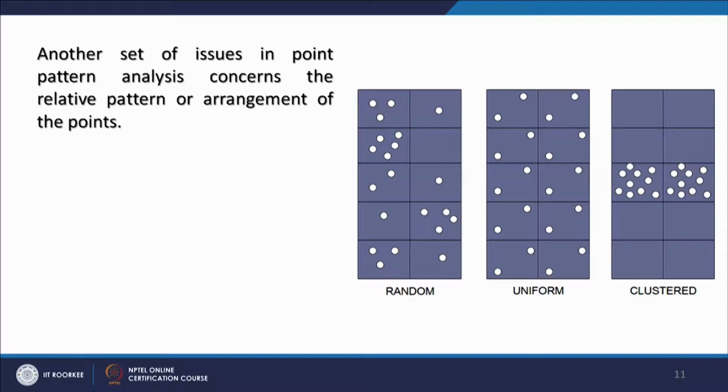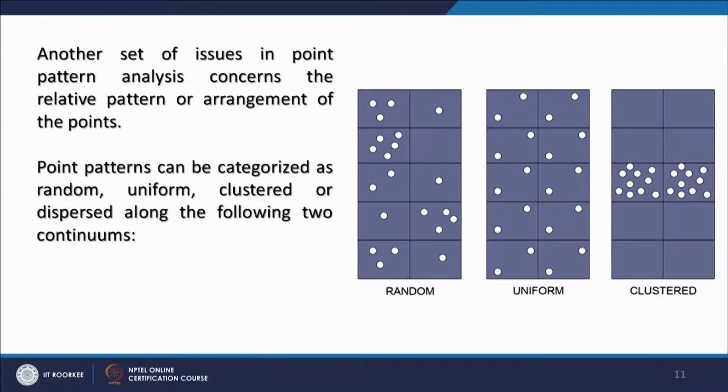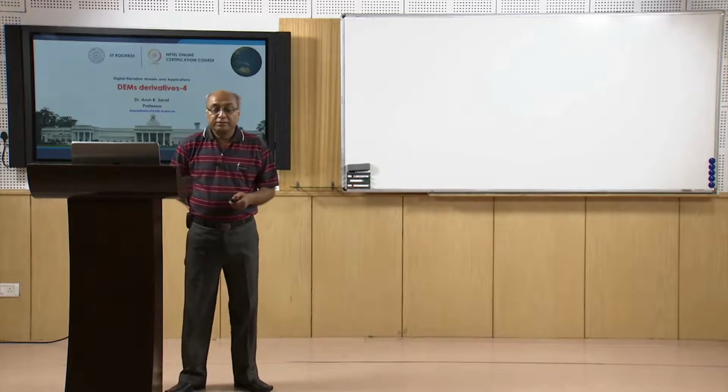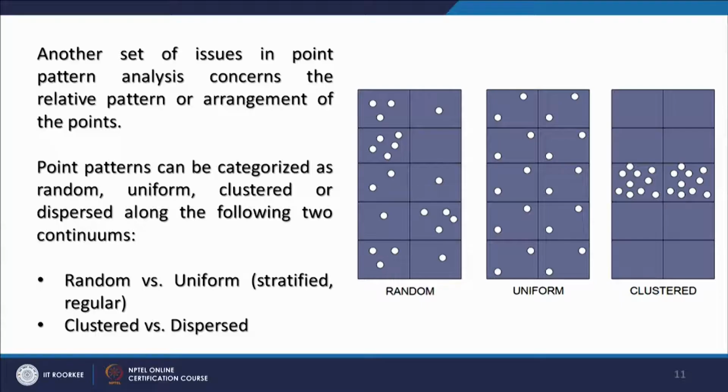So this set of issues in point pattern analysis concerns the relative pattern or arrangement of points. Point patterns can be categorized, as we have seen, as random, uniform, clustered, or dispersed, along two continua: random versus uniform, that is stratified or regular, or clustered versus dispersed. Sometimes you may have clustering, sometimes you may not. So you can bring some quantities, some values to this distribution, otherwise it becomes completely visual interpretation.